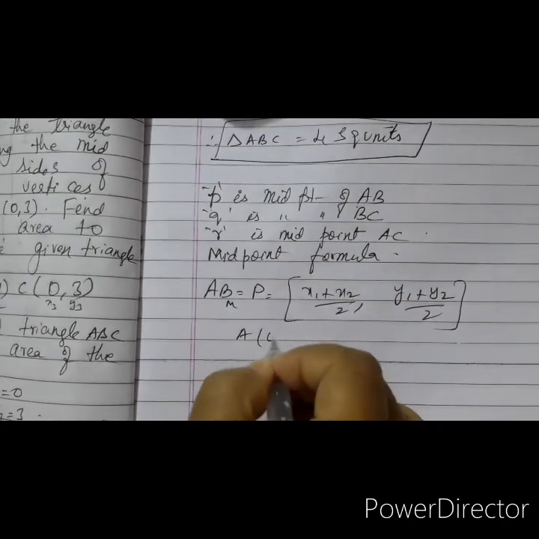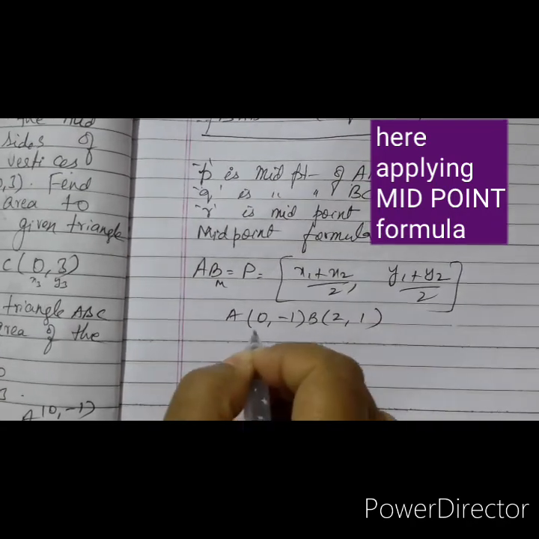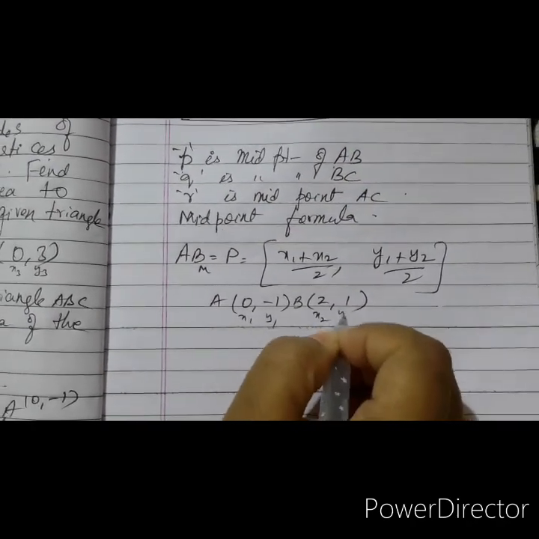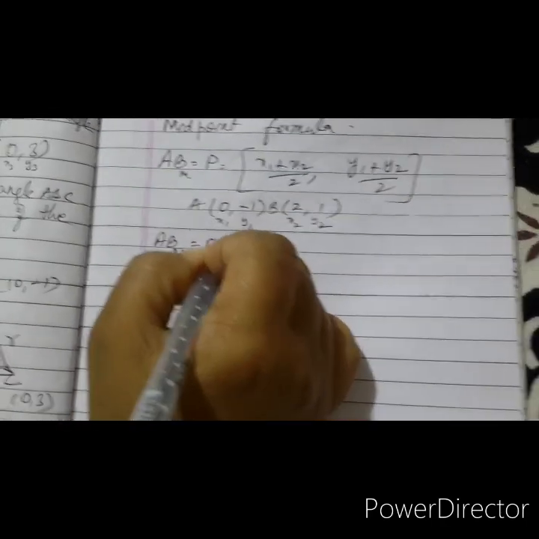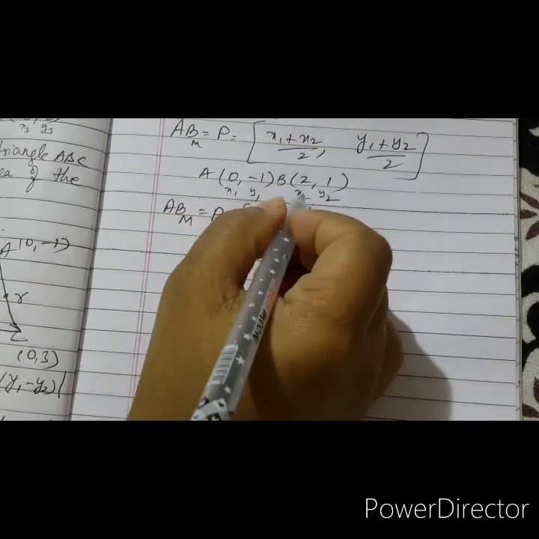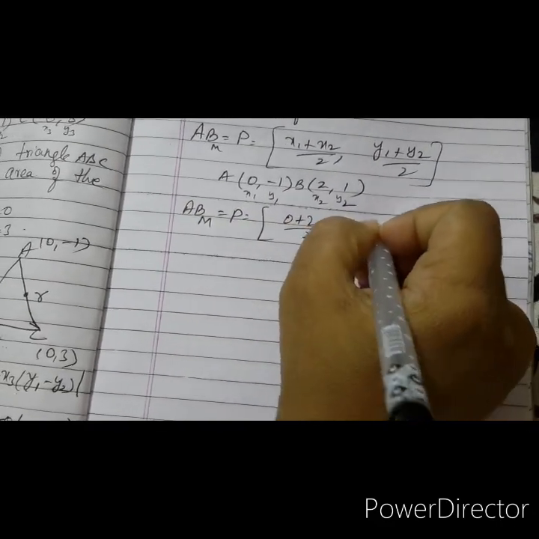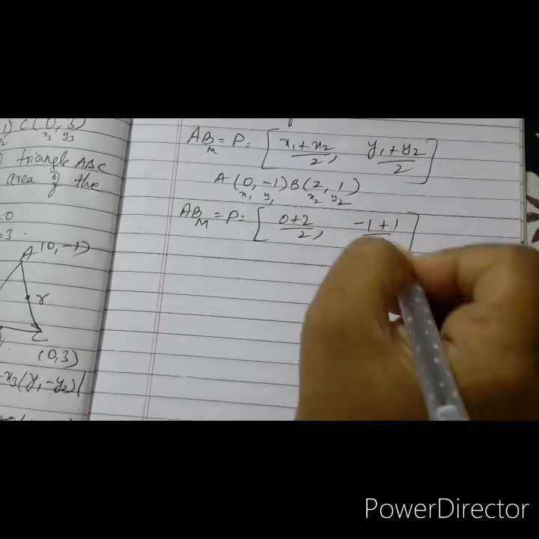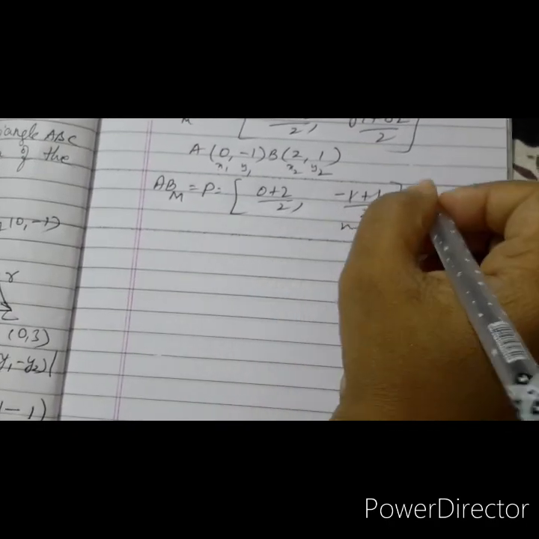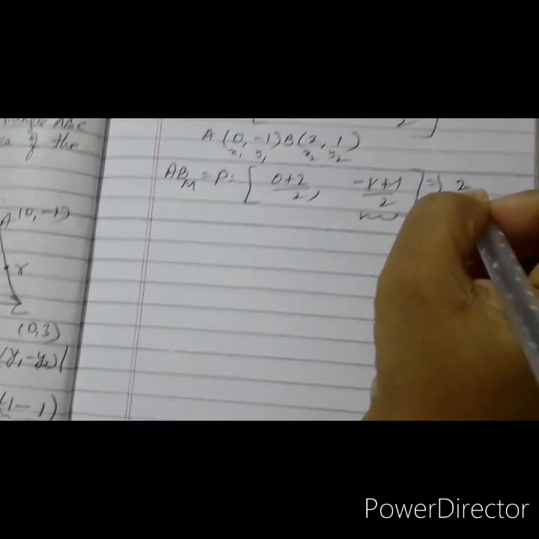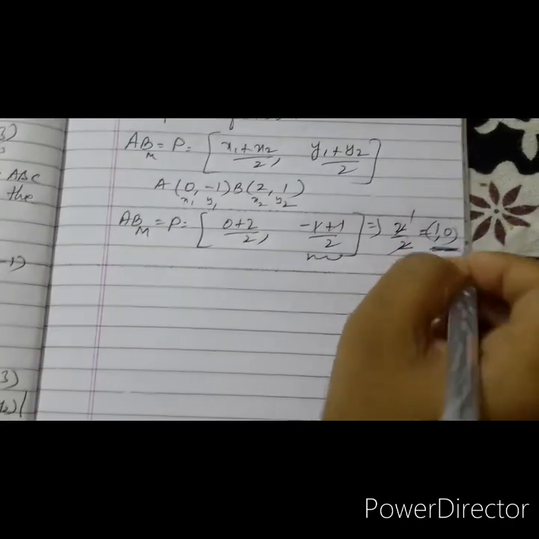What is A from the question? A is 0 comma minus 1, B is 2 comma 1. This is x1, y1, x2, y2. Directly I am substituting: midpoint of AB is P, x1 plus x2 is 0 plus 2 by 2, and y1 plus y2 is minus 1 plus 1 divided by 2. This becomes 0. 2 by 2 means 1. So this equals 1 comma 0. This is P: 1 comma 0.